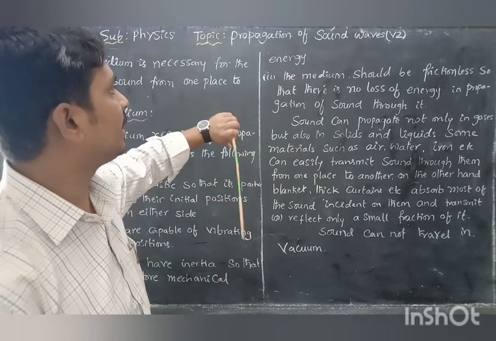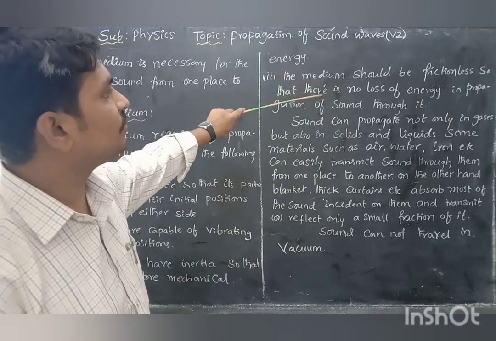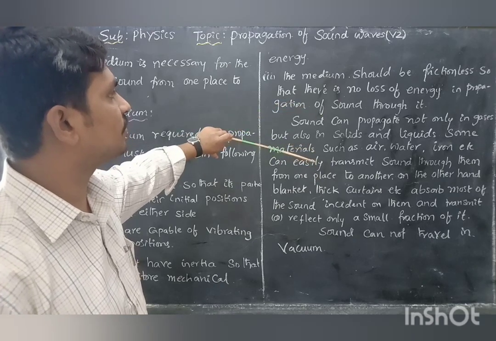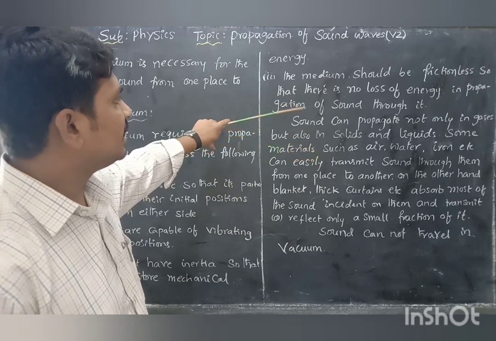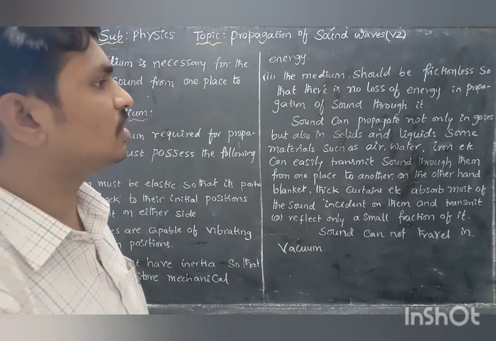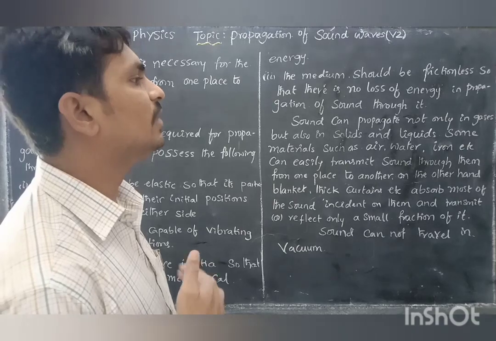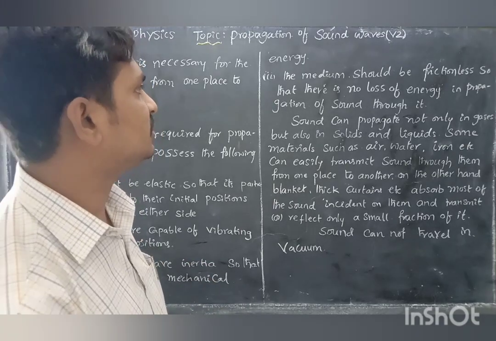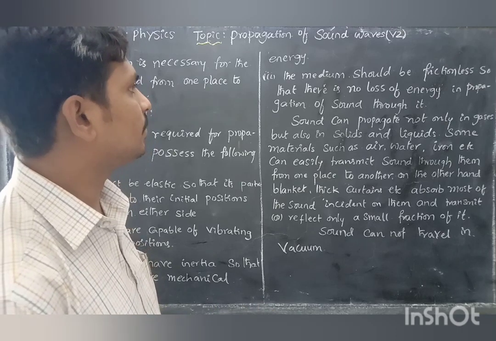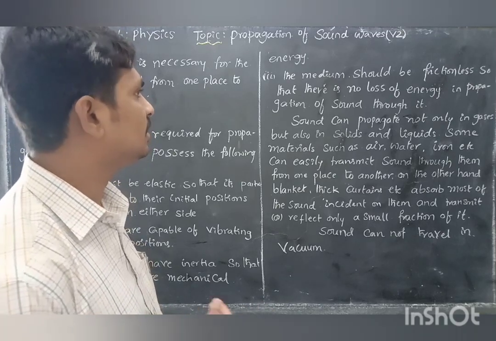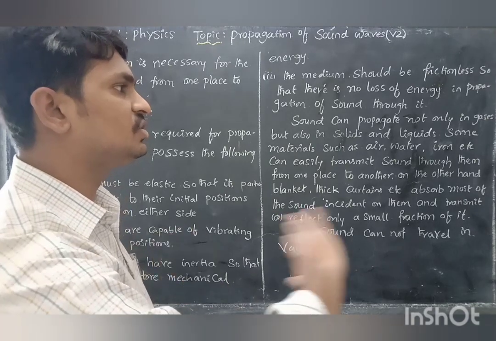Next, third point, the medium should be frictionless, so that there is no loss of energy in the propagation of sound through it. If friction is there, energy will be lost. No medium is 100% frictionless. The maximum portion is frictionless. If you select that medium, the sound energy easily travels from the production to the listener.